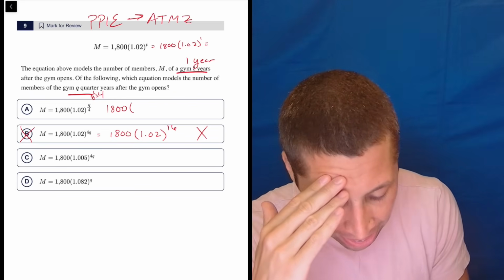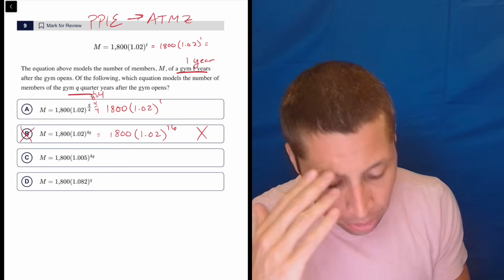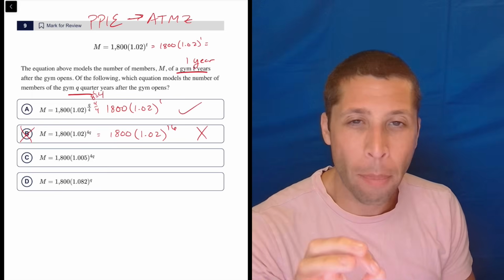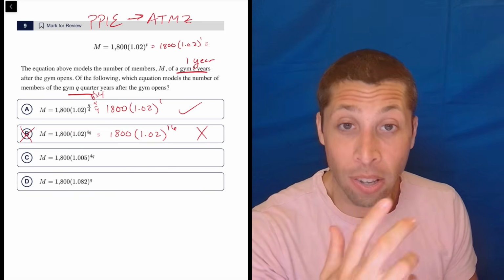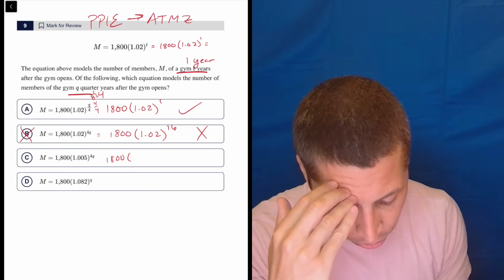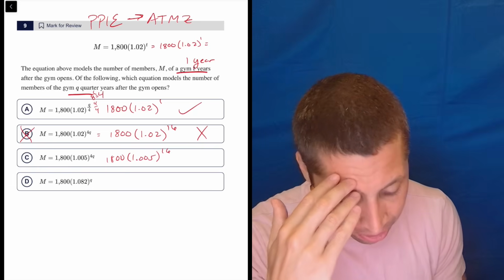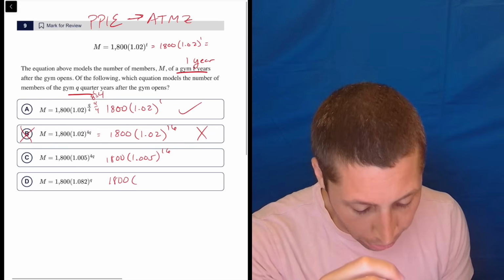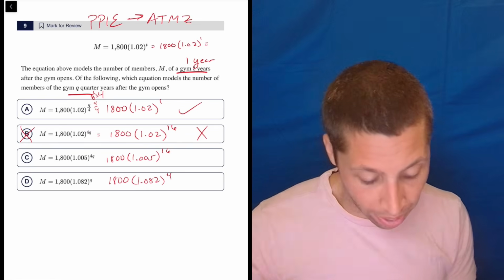And then we can see 1800 times 1.02 to the 4 over 4, which is 1, is exactly what we were doing originally. So we get the same number of members, whether a year is passing or 4 quarters are passing, because they're the same thing. Now we could do the same thing for these choices here. We would see 1800 times 1.005 to the 16th. Again, you could put this in your calculator at this point because now we have a different base number, but these are just not going to behave the way we would want. Let's just try that one just for the sake of it.